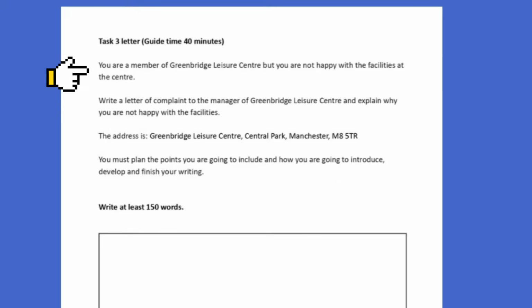You are a member of Greenbridge Leisure Centre, but you are not happy with the facilities at the centre. Write a letter of complaint to the manager of Greenbridge Leisure Centre and explain why you are not happy with the facilities. The address is Greenbridge Leisure Centre, Central Park, Manchester, M8 5TR. You must plan the points you're going to include and how you're going to introduce, develop and finish your writing. You must write at least 150 words.